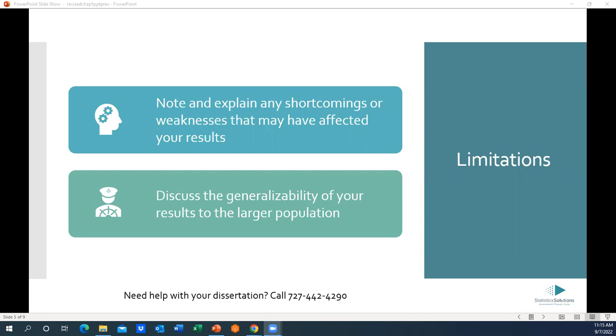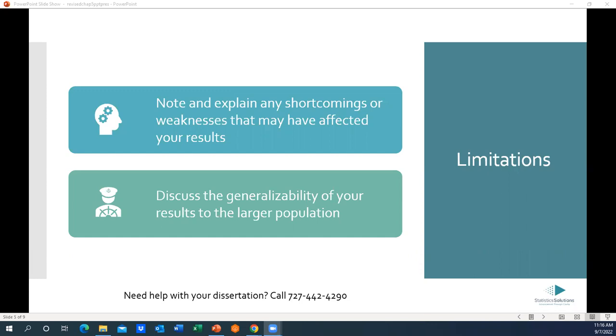Okay, so for limitations, you may have had a section like this in chapter one and or in chapter three. But of course, those were in your proposal. And at that point, you were forecasting or projecting what might be potential limitations. So now's the time to talk about limitations that actually occurred in your study, right? Any shortcomings, any weaknesses that may have affected your results, right? So it's not a long section, but usually there are some limitations.